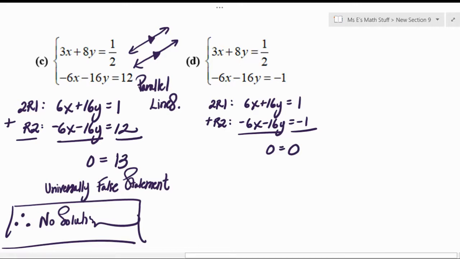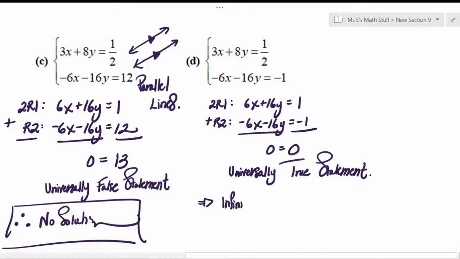And this time math is telling you that pretty much any combination of x or y that satisfies one equation would satisfy the other one as well. And so when you get this universally true statement, that is an indicator that you have infinitely many solutions.